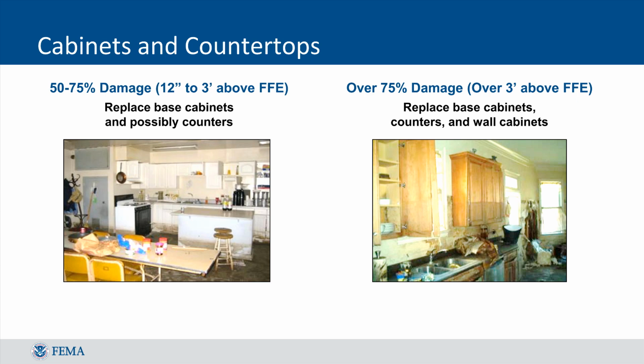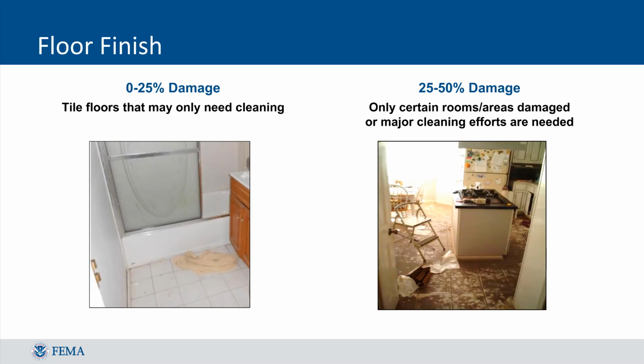Whether from flooding or other sources of damage, when there are impacts to both the wall and lower cabinets in a home, the damage percentage is likely to be on the higher end. Floor finish is often an all or nothing damage determination when it comes to flooding events, because if the water level is higher than the first floor elevation, it is very likely the entire floor will need to be replaced.